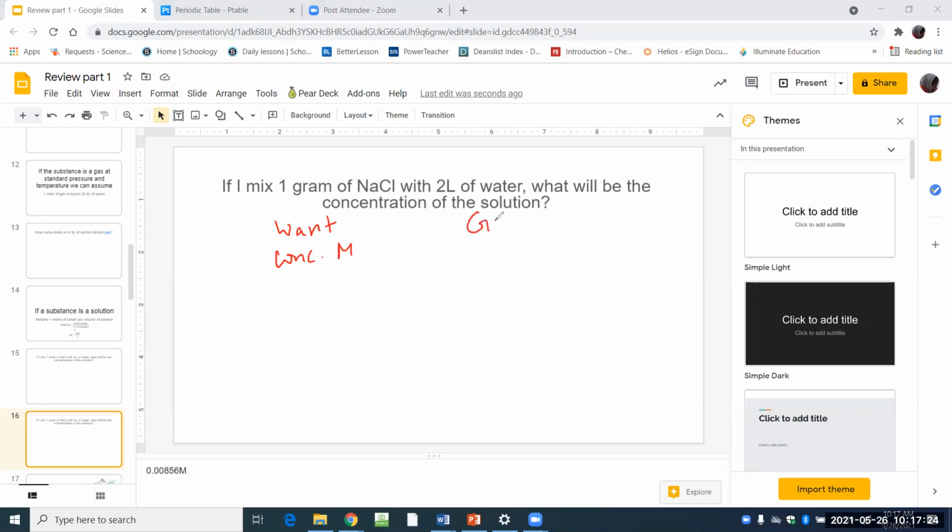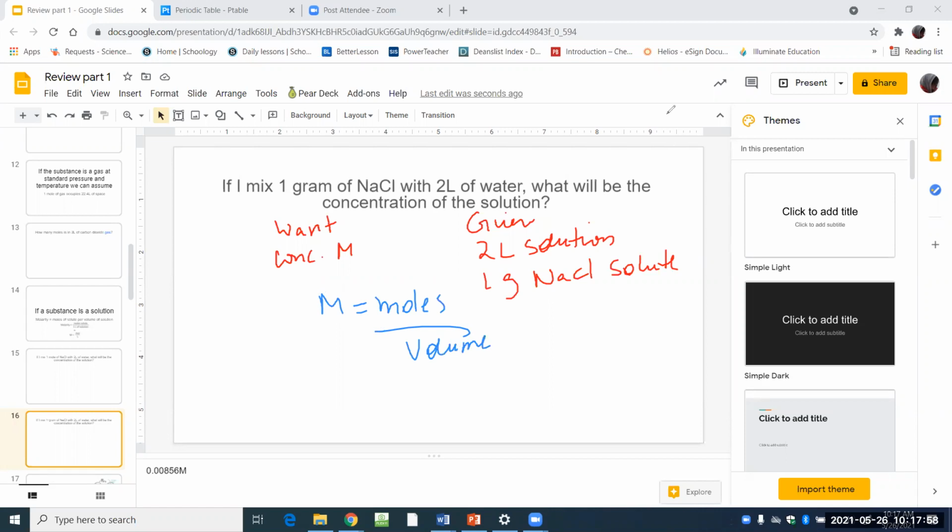And the given here is 2 liters of solution, for the reasons I mentioned before. Go back and rewind the video and listen to it again if you need some more clarification. And then 1 gram of NaCl, which is the solute. Then the next step is to plug in the equation. M equals moles over volume, and the volume needs to be in liters. Then here we go, let's plug it in.